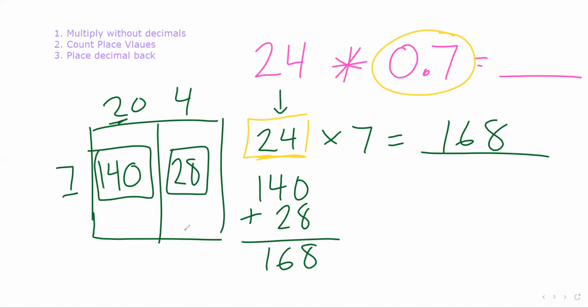So I could think about where that decimal would go. It definitely can't go here because that'd be 168. That wouldn't make sense. So there's that: where does my decimal go? This has to be smaller than 24. What makes sense?